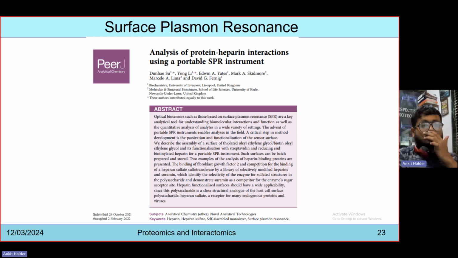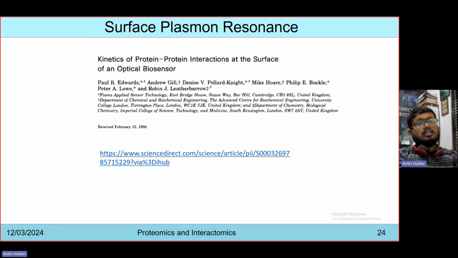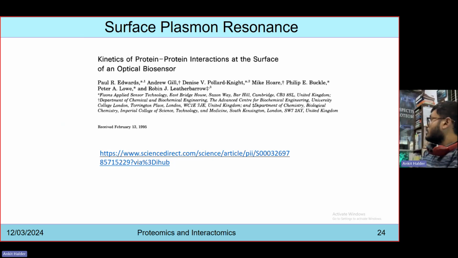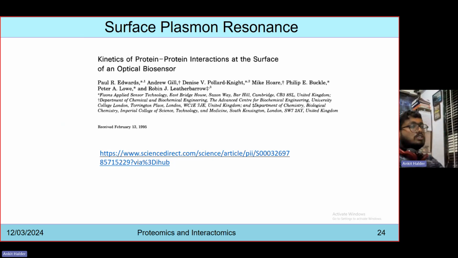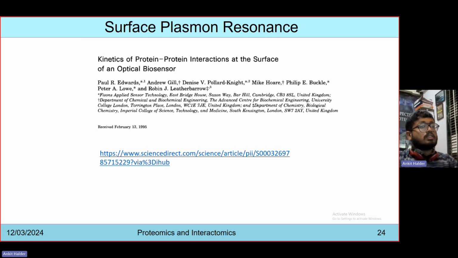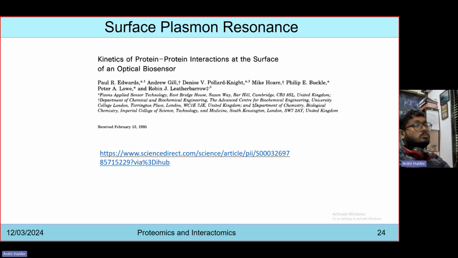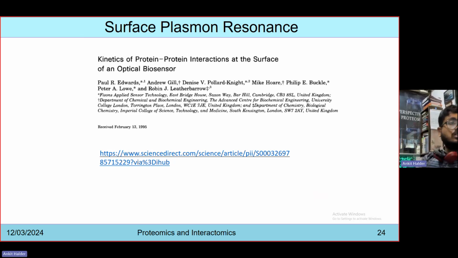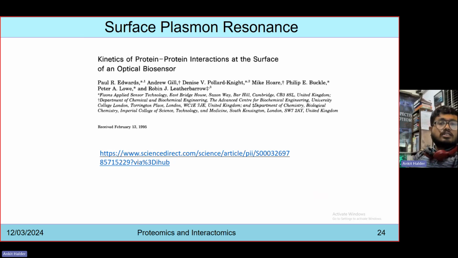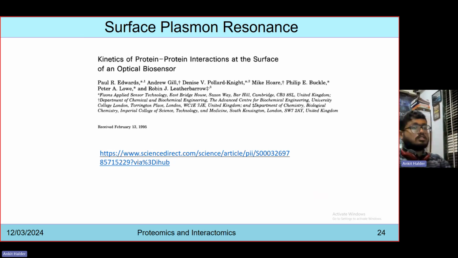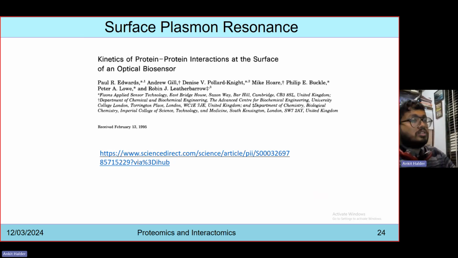Heparin is a close structural analog of the host cell surface polysaccharide and a receptor for many endogenous proteins and viruses. Another important thing being used is the kinetics of protein-protein interactions at the surface of an optical biosensor.